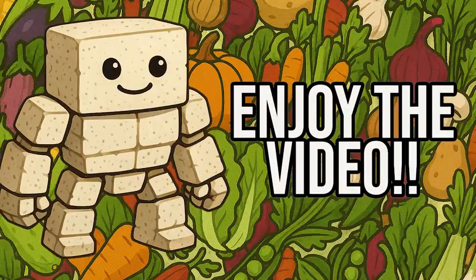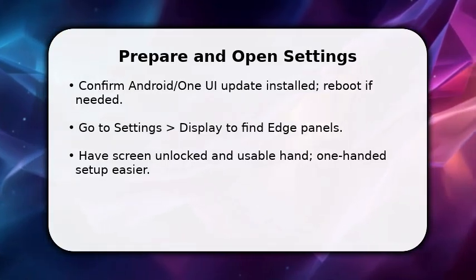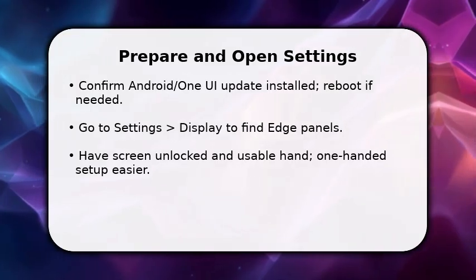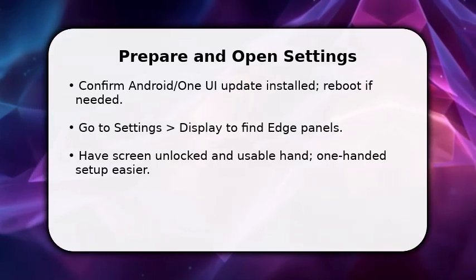Please enjoy the video. You begin by making sure the phone is up to date and unlocked. Once done, open Settings and tap Display. This is where Edge Panels live. If you can't see Display, use Settings search and type Edge Panels.